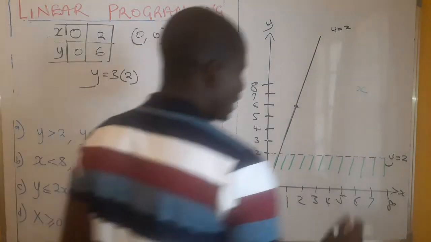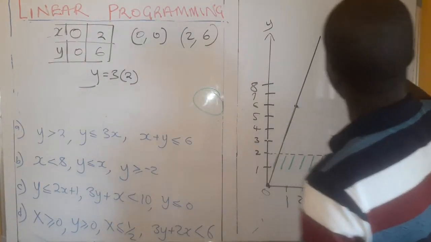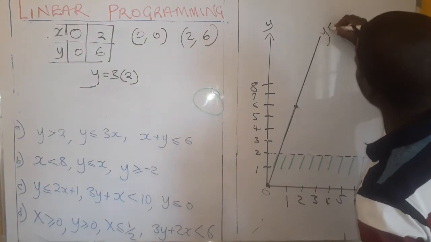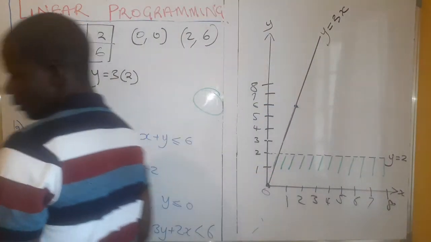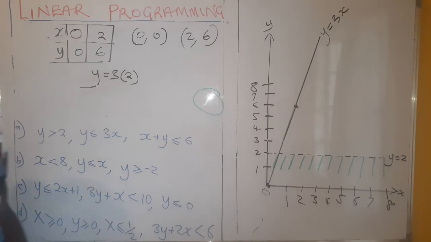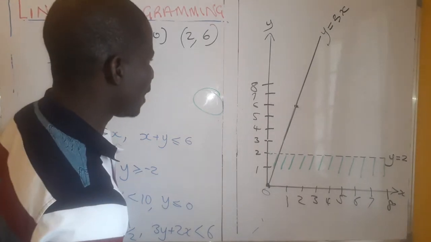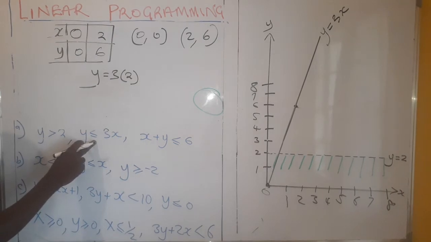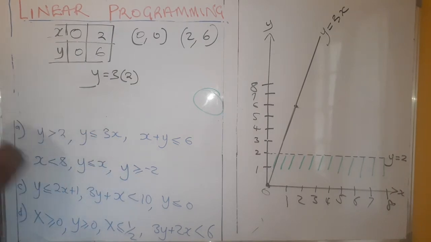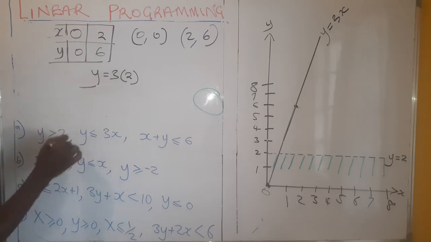Okay, so what do I have? I call this line y is equal to 3x. That's the equation. The inequality is the shading part. So how do we shade now? We come back to this one. We are shading the unwanted region.